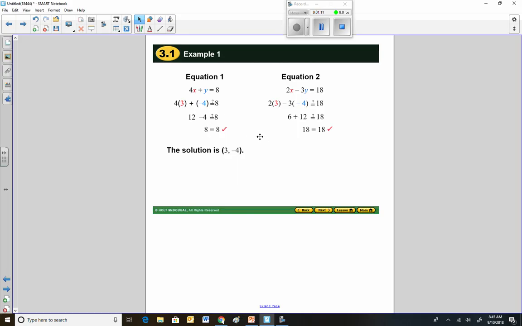So the goal is, once you find a solution, substitute it back into both and see if they turn out to be true, like 8 = 8 and 18 = 18. If they're both true, then you know for a fact you found the solution to the 2 equations.